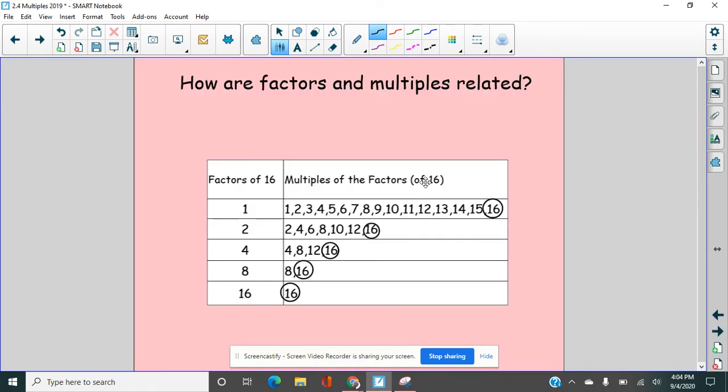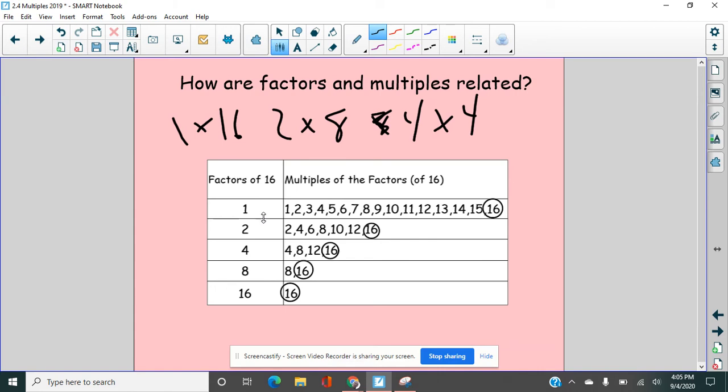All right, now factors and multiples are related. Remember, factors are the numbers that we're multiplying, and multiples are kind of the answers. So look at this. If I try to find the factors of 16, right? 1 times 16, 2 times 8, and 4 times 4. So I can list those numbers, right? 1, 2, 4. We don't have to put 4 twice because that's the same number. 8 and 16. So these are the factors.